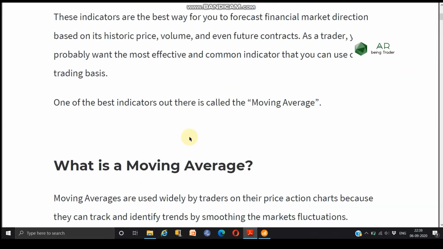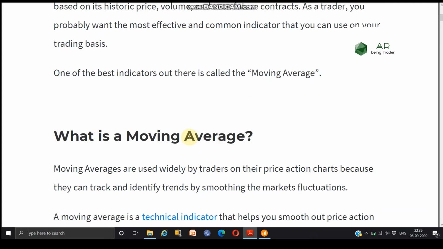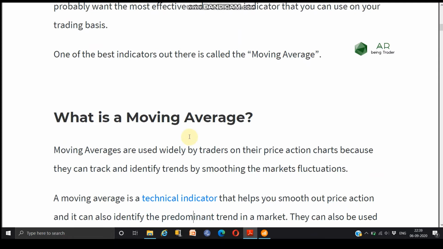Now let's see what a moving average is. As I told you, it is a technical indicator which forecasts based on the volume and the past, historical price. It's widely used by traders all over the world. Not only a few traders: the professional traders, the people who trade for their living, use moving averages widely.